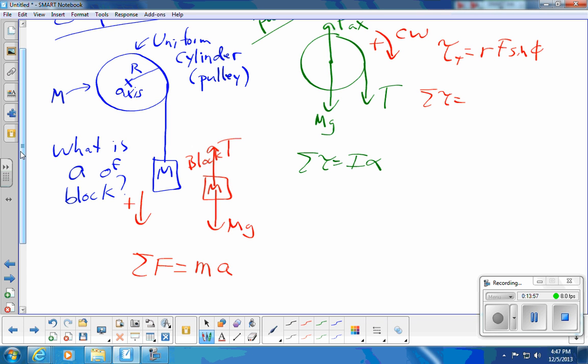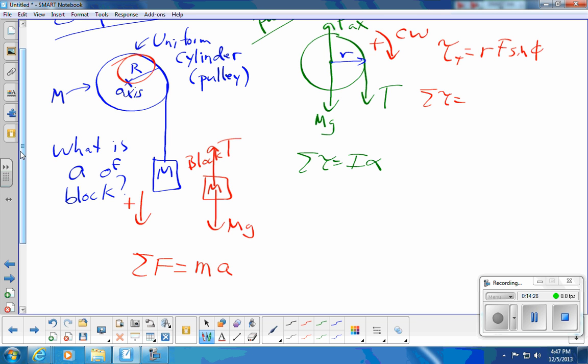And what are these values? Okay, the tension force is exerted at the edge of the pulley. So I'm going to draw this as the vector that goes from the axis of rotation to the point of application of the tension. That happens to be also equal to the radius, big R, of the pulley. But the little r in here stands for the distance from the axis of rotation to the point of application of the force.